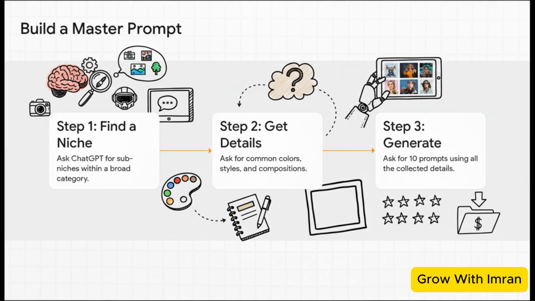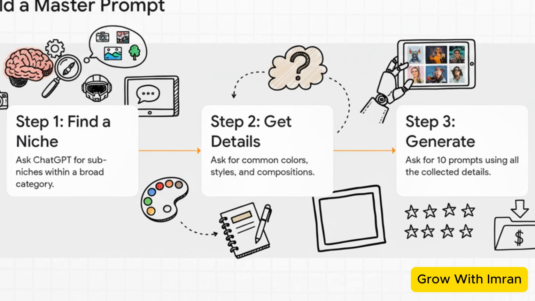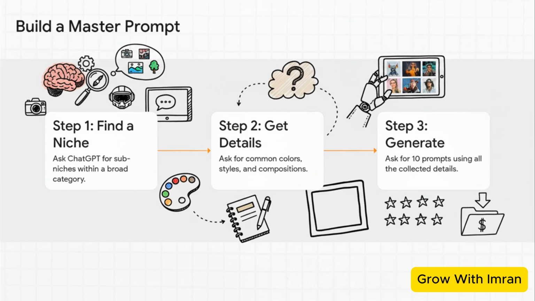First, ask it for some smaller sub-niches inside your big idea. This helps you focus. Then, ask it to describe the typical colors, lighting, and styles you'd see in that niche. And for the final magic trick, ask it to mix all that info together and whip up 10 super detailed prompts for you.